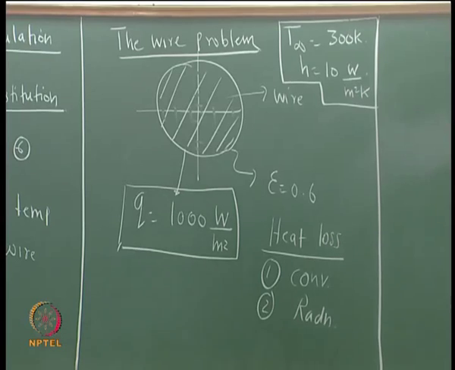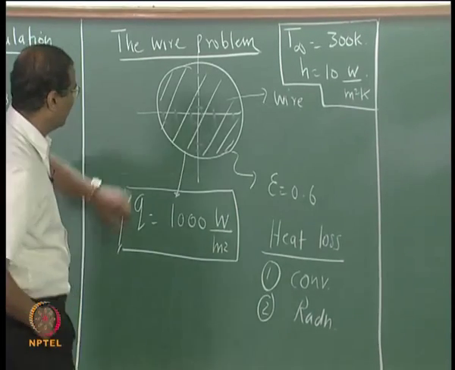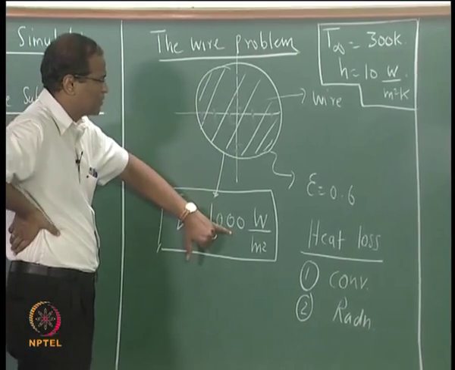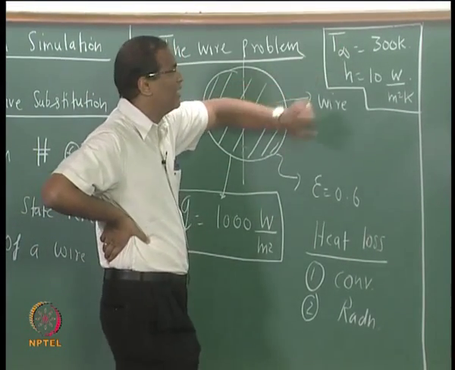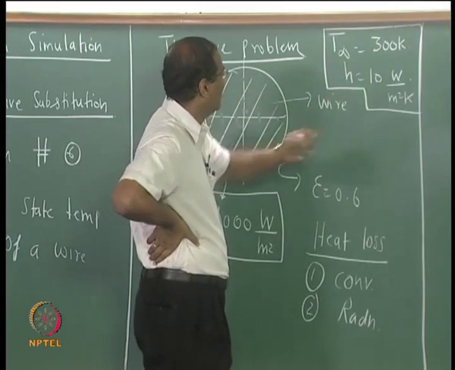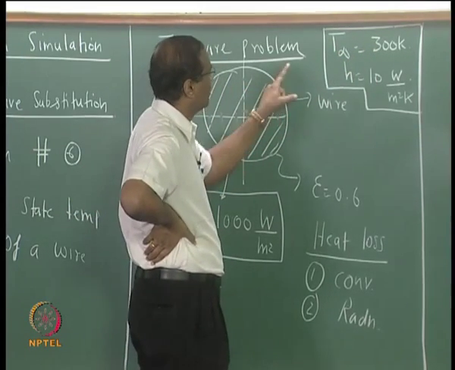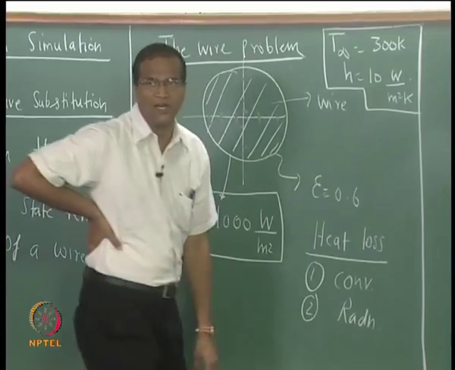Okay, I identified the two physical processes, heat transfer by convection and radiation. The data is given: the heat flux is 1000 watts per meter square, emissivity is 0.6, this is the wire, and the ambient data, T infinity is 300 Kelvin, heat transfer coefficient between the wire and the ambient is 10 watts per meter square per Kelvin.